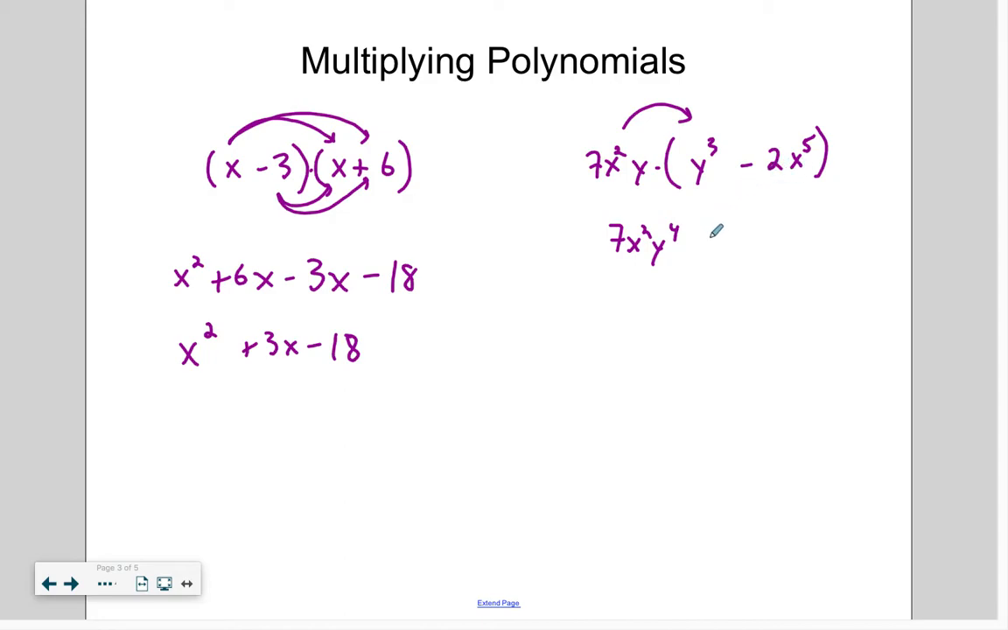And then over here we're not going to be adding any y's. You do 7 times negative 2 is negative 14. X squared times x to the 5th is x to the 7th. And there are no y's, so that one just comes along for the ride.